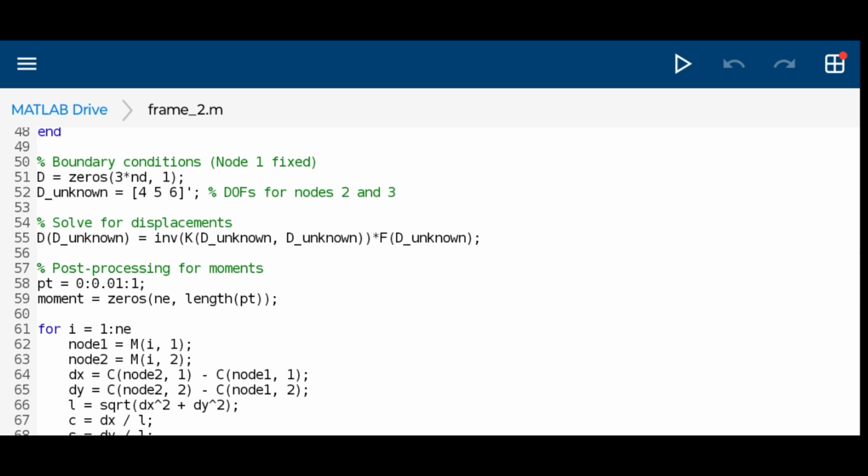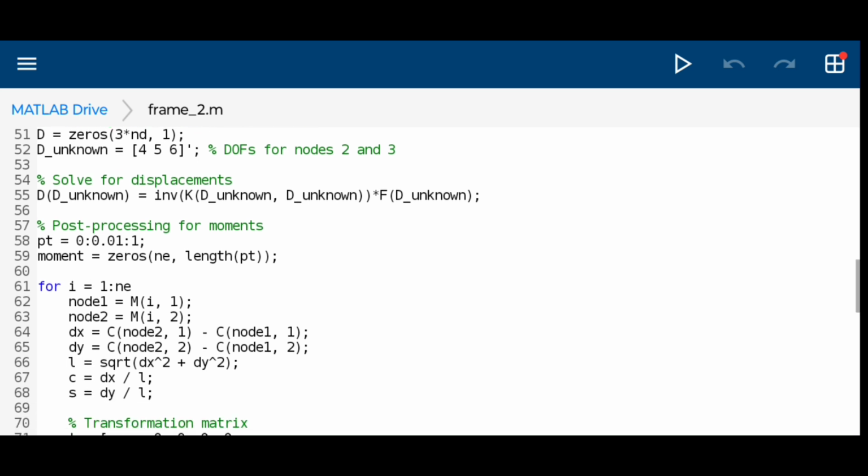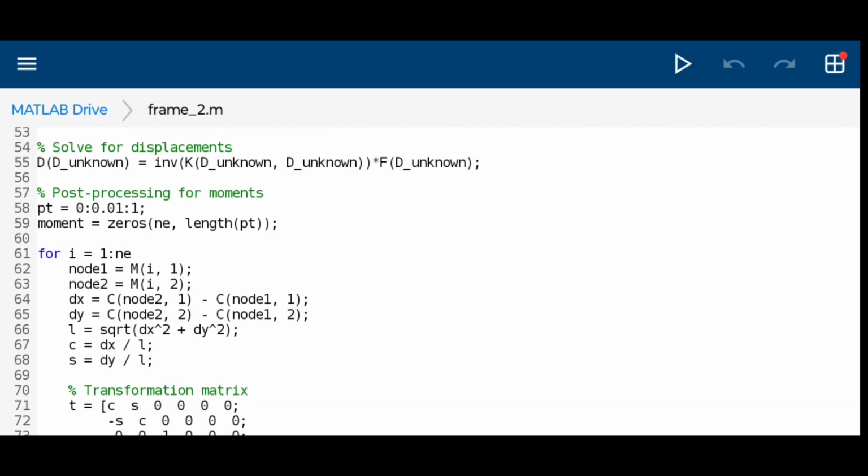So we will find the unknown displacement, that is 4 5 6, as the first and third node are fixed, so the unknown displacements are only 4 5 6. I have transformed it to make it a vector, and then this inverse function is used to find the k inverse, and then multiplied with the f force vector. So we will get the displacements.